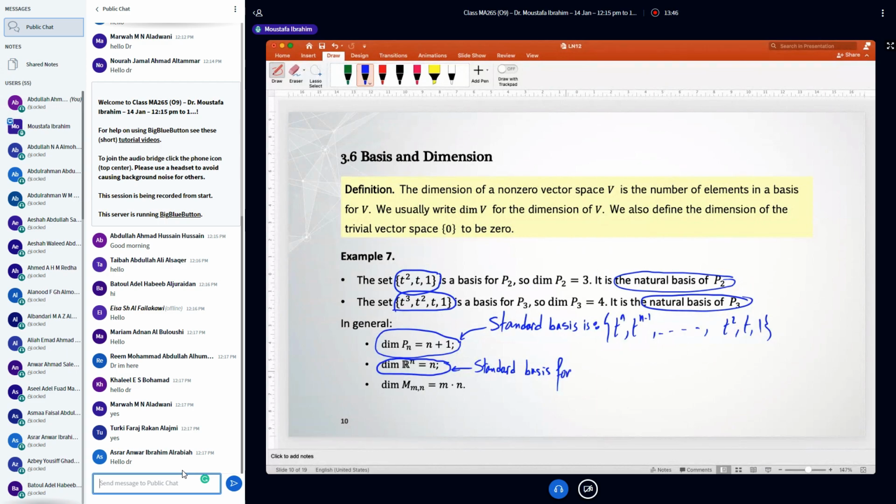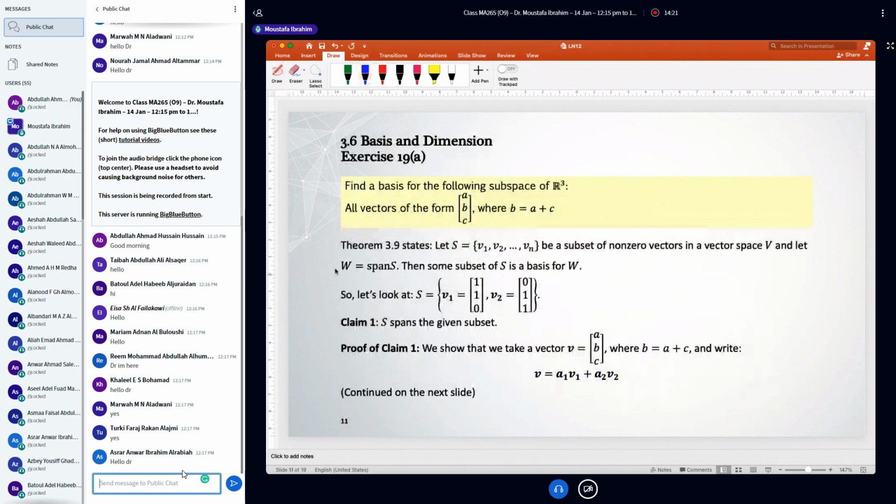For Rn, so Rn is vectors with n components. For the first vector, we take its first component equal to 1, the others 0. For the second one, we take the second component 1, the others 0. And so on. For the last one, the last component equal to 1 and the others 0. Okay guys?